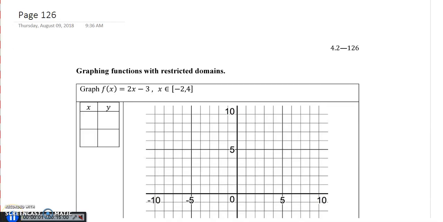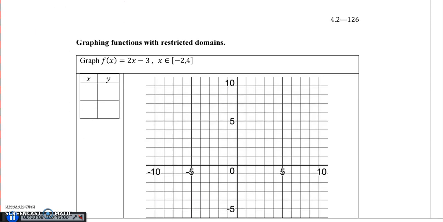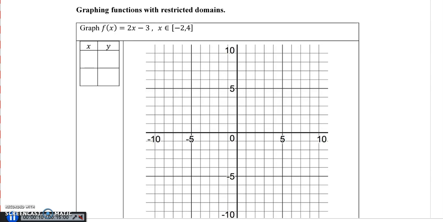So this is part 2 of piecewise functions that we've been working on, 4.2 in the book. We're going to start on page 26 here. And so now we're talking about graphing these piecewise functions. The first thing we're going to do is graph a piece of a function.